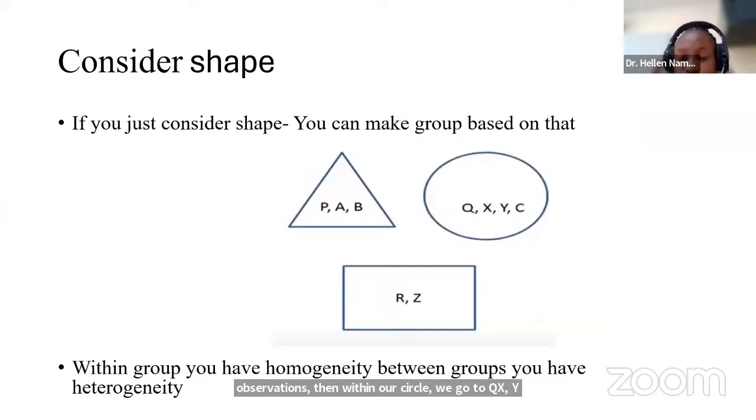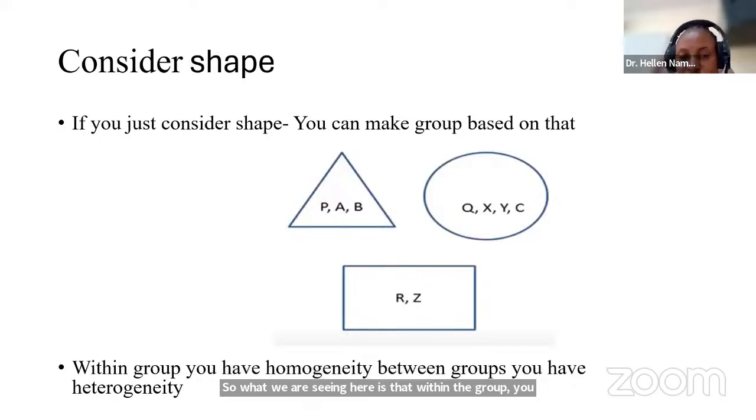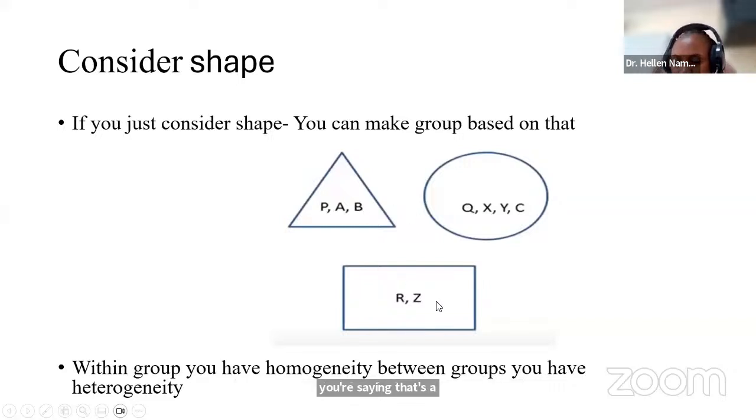R and Z. So what we are seeing here is that within the group, you have homogeneity. Because within the group, P, A, and B are triangles. Then R, Z are all rectangles. And Q, X, Y, and C are all circles. So within the group, they are the same. They've got similar characteristics, but between the groups, there is heterogeneity, or they are distinct, they are different. Because in between, we have the triangle, the circle, and then the rectangle.